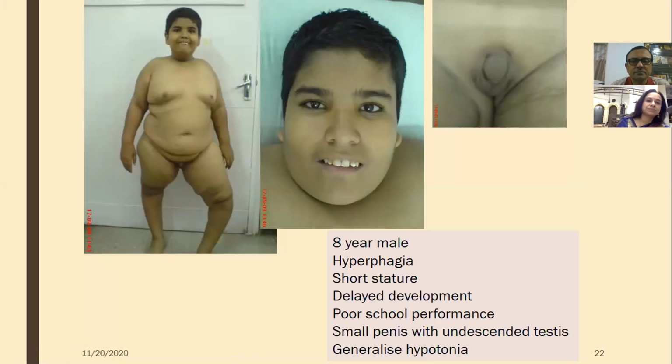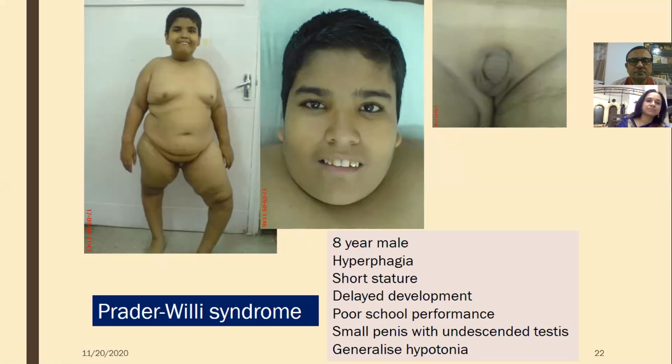And this is just to share with you a child with Prader-Willi syndrome, 8-year-old. He has hyperphagia, with short stature, delayed development, poor school performance, a small penis with undescended testes. You can see from the poorly formed scrotum that the testes are undescended, and a generalized hypotonia, very characteristic picture of Prader-Willi syndrome.